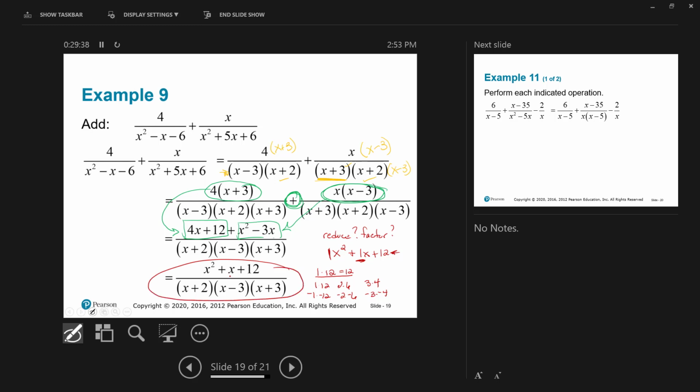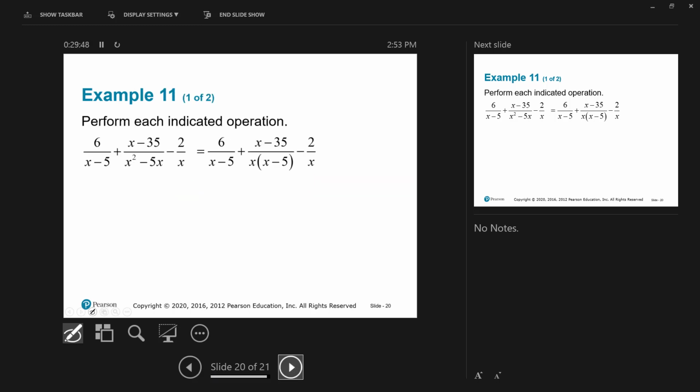Nope. So you couldn't factor the numerator. How am I going to cancel it with anything? So that wonderful looking fraction is your final answer. Cool? All right. One more example.